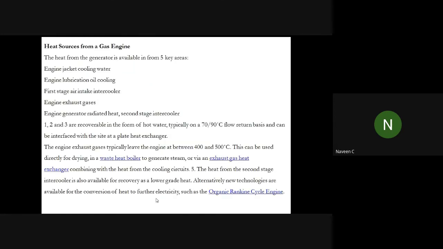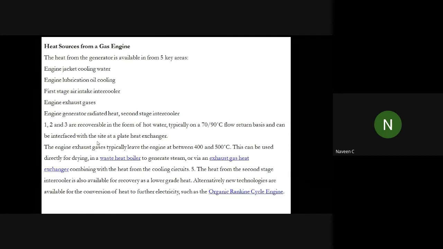So where are the different sources you can extract heat from in the gas turbine? For engine jacket cooling, we will use water. That water will have a significant amount of heat. For lubricating the engine, you will have some oil, and that oil will get heated, so that oil heat can be extracted. In the first stage of air intake, the intercooler will have some heat that can be extracted. And the engine exhaust gas will be at a higher temperature, that you are mainly extracting.